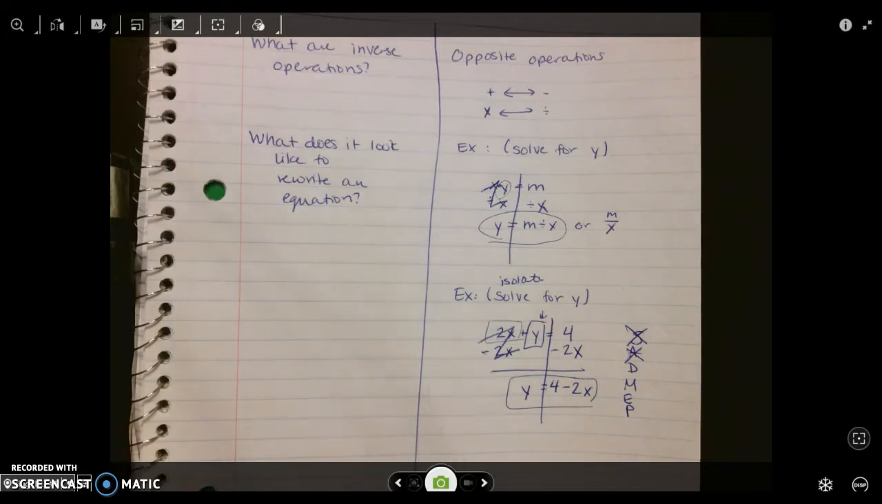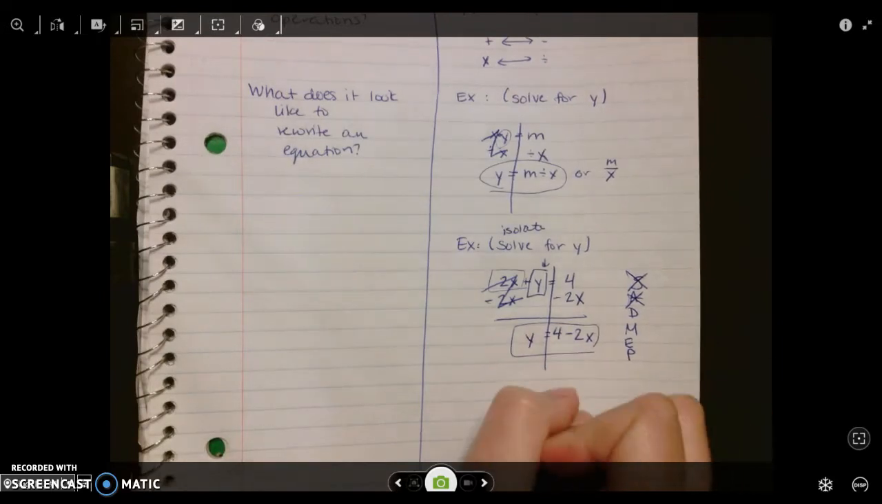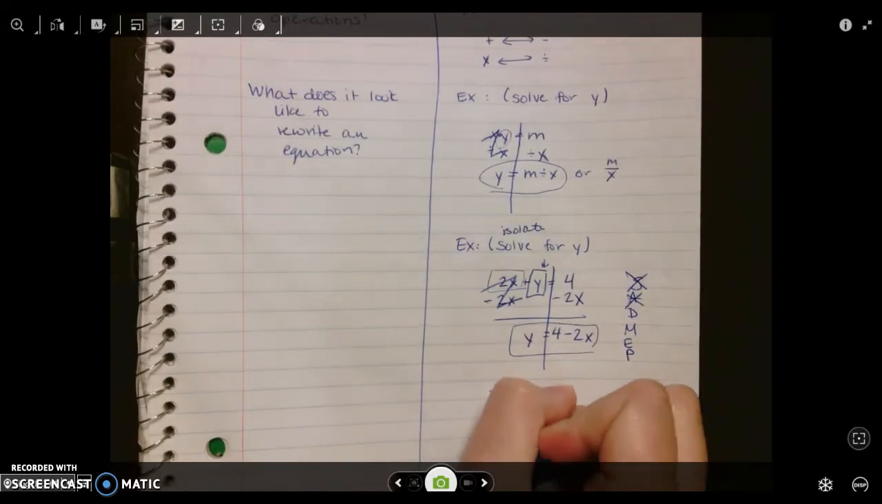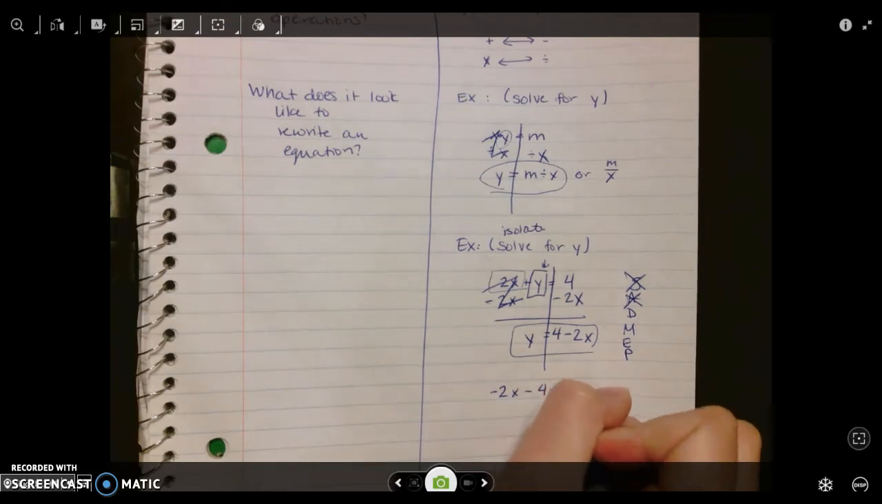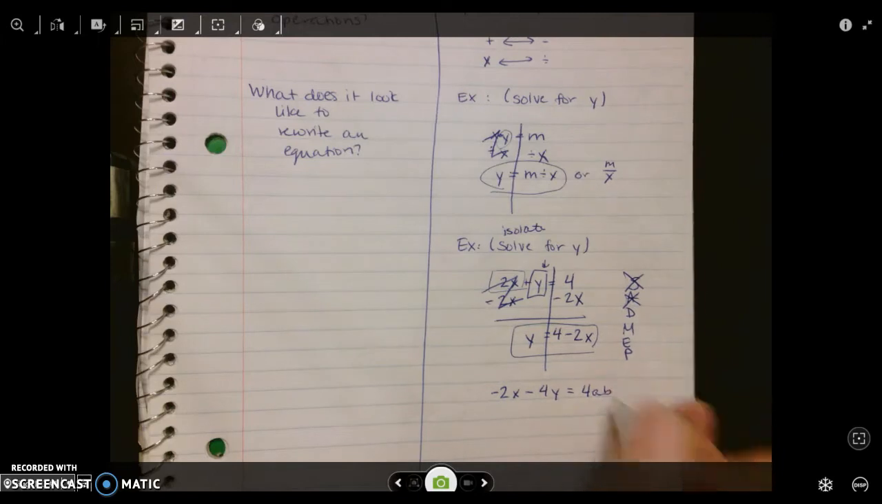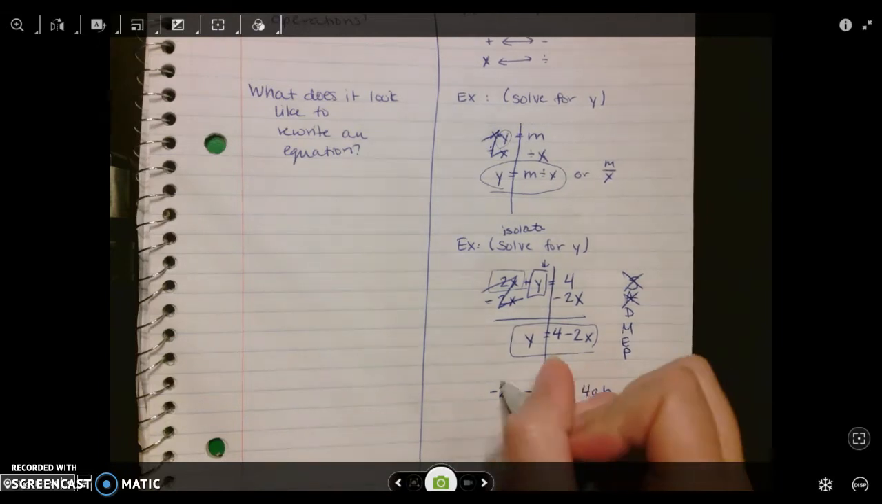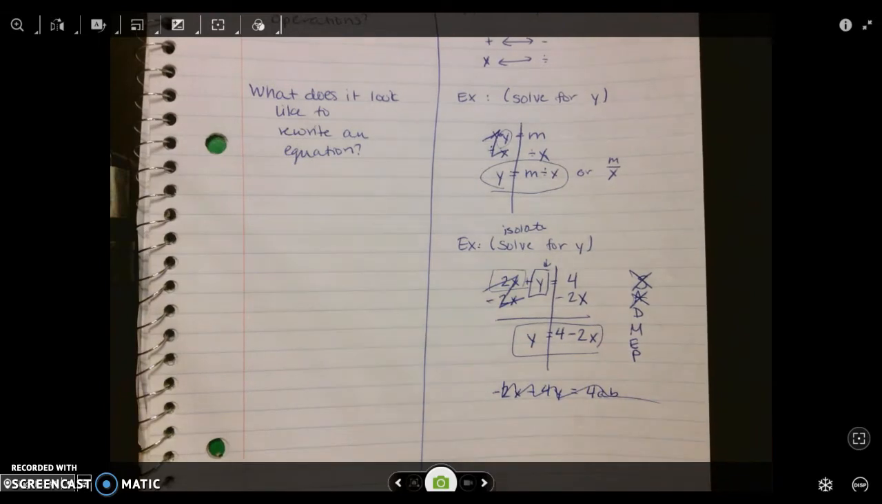These are just two examples. They can get more complex than this too. Sometimes you can see like 2x minus 4y equals 4a, and I'm just making some up off the top of my head, but notice how this one, I know I'm going to have to do some division too in the future because of that. It just kind of depends. I'm not going to solve that one for you, but I just wanted you to see it.